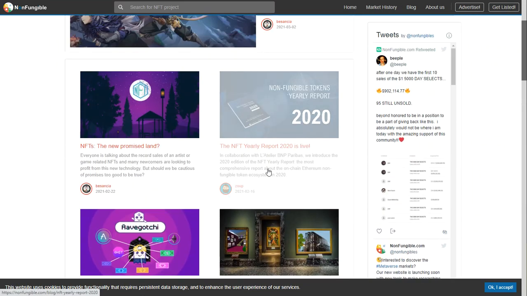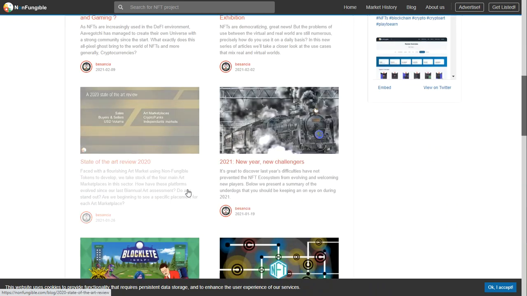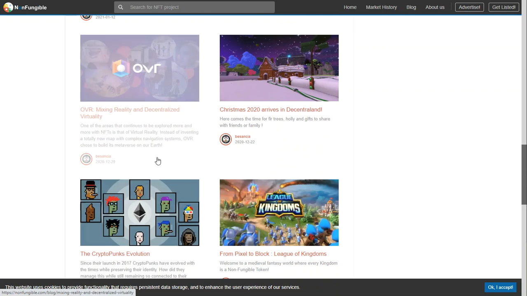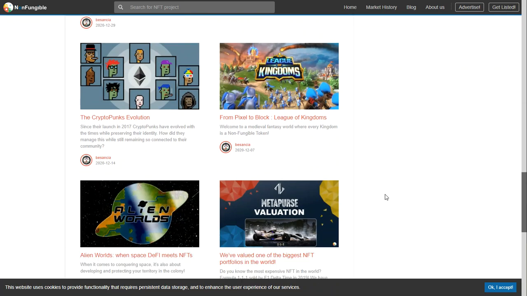They sell a yearly report. I haven't had a chance to read that, but it has a lot of information about NFTs and the history of it, current use cases, and all kinds of things going on right now.